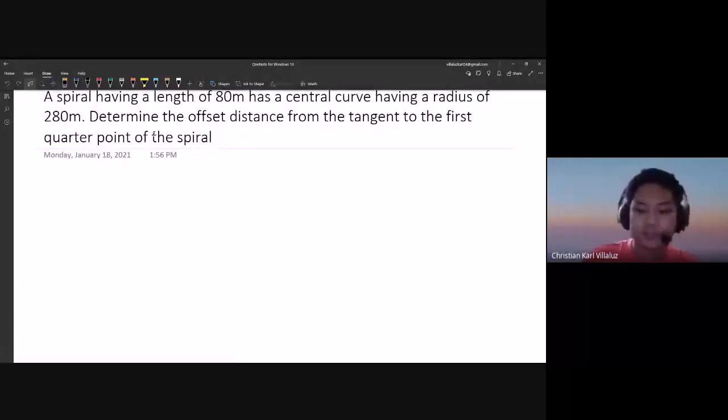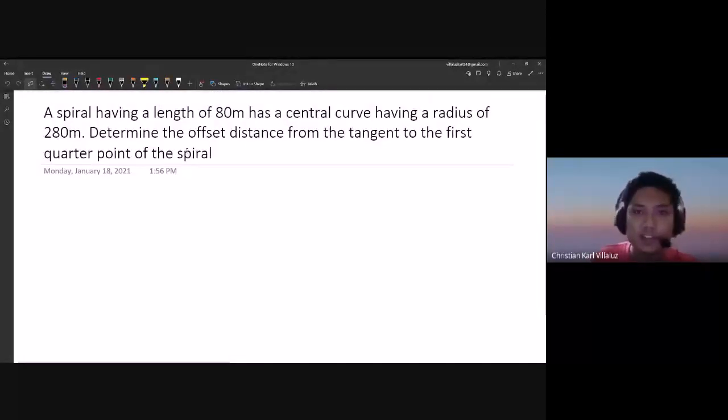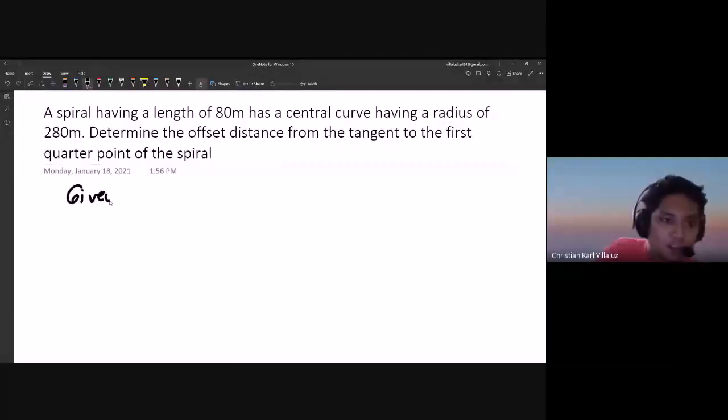First problem, spiral having a length of 80 meters has a central curve with a radius of 280 meters. Determine the offset distance from the tangent to the first quarter point of the spiral. So the given are length of spiral 80 meters, central curve, radius 280 meters. Hanapin daw yung offset distance from tangent to the first curve.